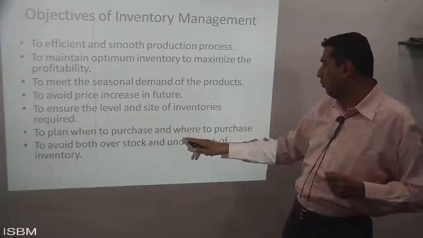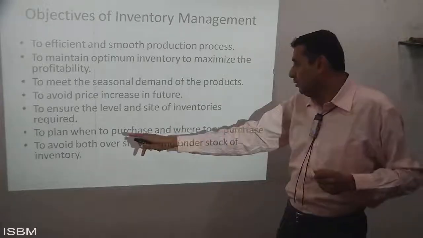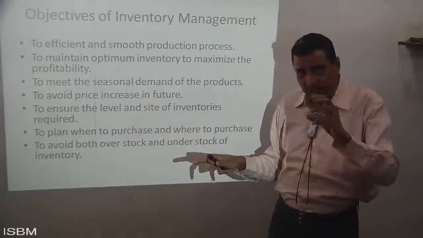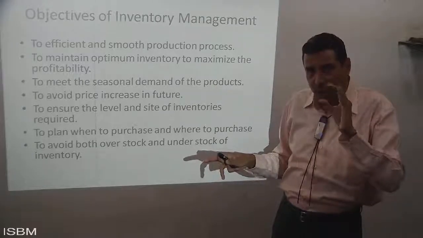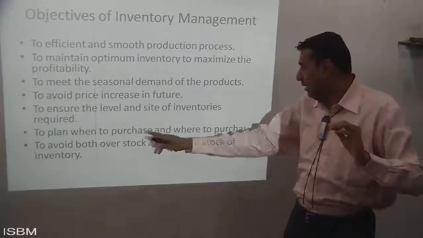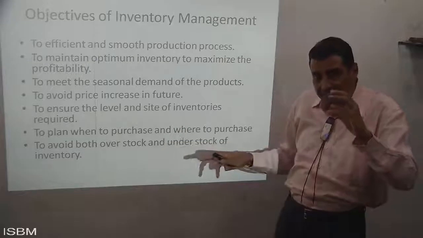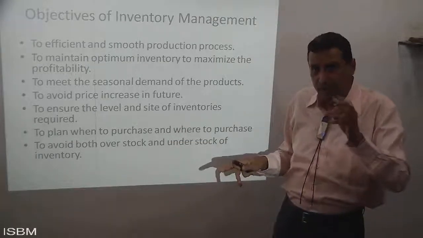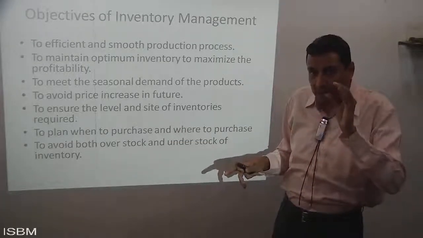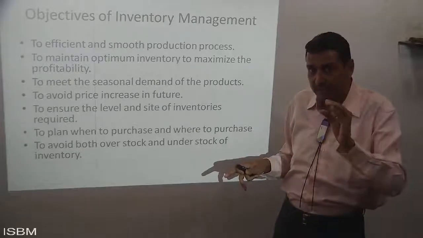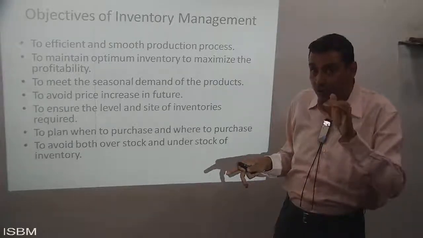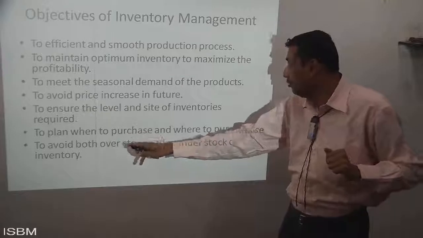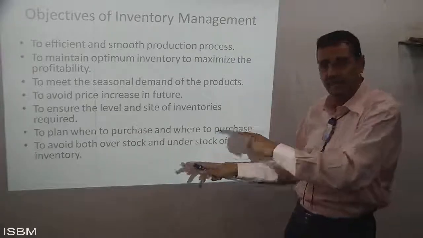To plan when to purchase and where to purchase, this is what it talks about: at what level of inventory you are going to keep, and when to purchase. Considering the seasonality factor of your product, you should be able to know at what level you are going to procure the material and how much stock you are going to keep as an inventory to avoid both overstocking and understocking of the inventory.